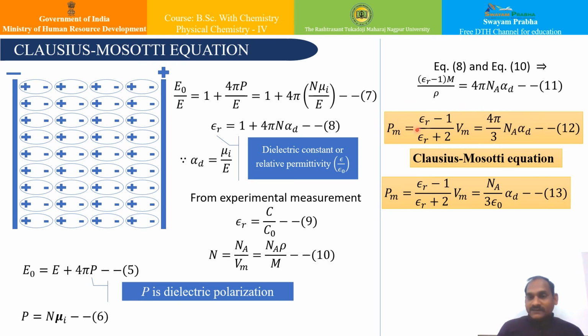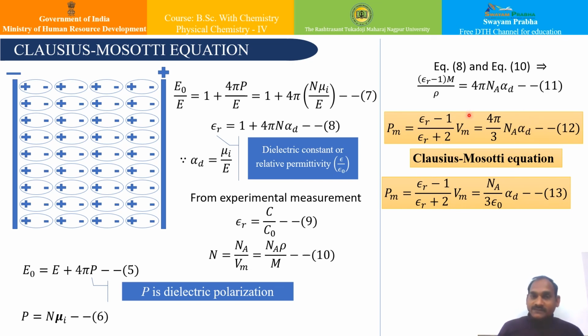Look at it. The molar polarization is equal to epsilon r minus 1 upon epsilon r plus 2 into Vm, which is equal to 4 pi by 3 Na into alpha d. This relation is called the Clausius-Mosotti equation, and this is the expression for molar polarization. Molar polarization is a very important term, and this expression is called the Clausius-Mosotti equation.